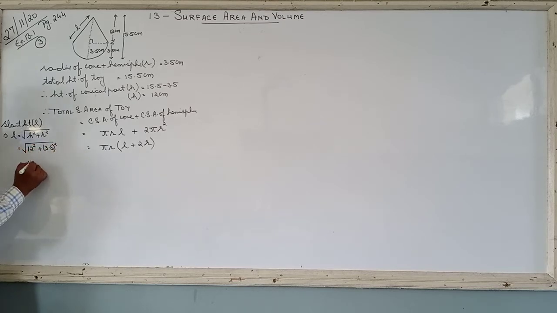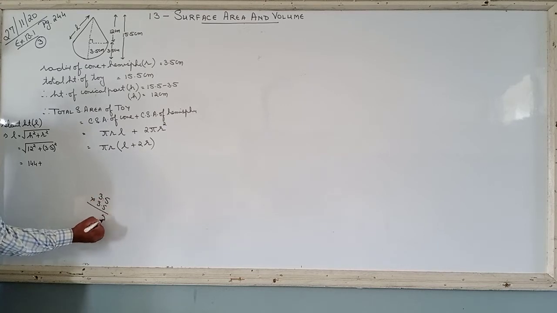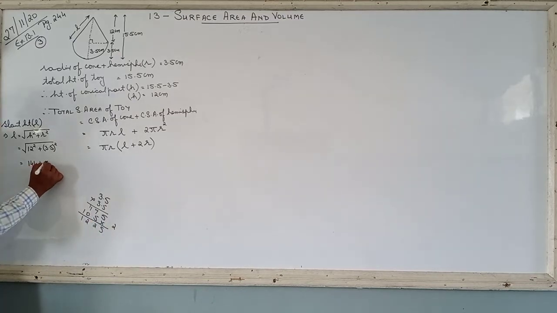12 square is 144. 3.5 square is 12.25. You can multiply and check 3.5 into 3.5. 5 5s are 25, 2. 5 3s are 15 and 2, 17. 3 5s are 15, carry 1. 3 3s are 9 and 1, 10. 5, 7 and 5, 12, 2 carry 1, 2. 1 2 2 5. 12.25 because there is one decimal place each. So 144 plus 12.25 is 156.25.